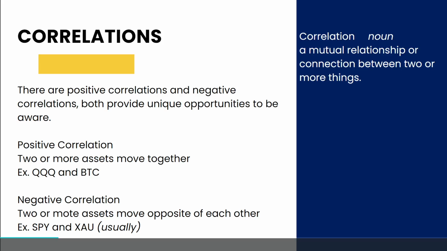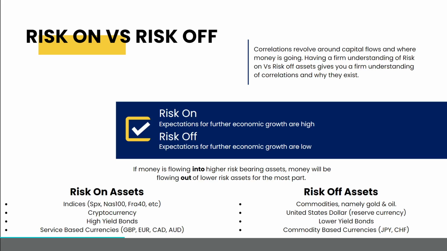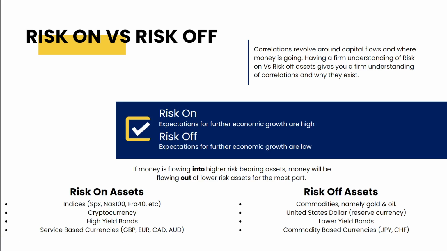Which is what we're going to go over right now. So risk on versus risk off, kind of what we just talked about. Correlations revolve around capital flows and where money is going. Having a firm understanding of risk on versus risk off assets gives you a very good understanding of correlations and why they exist. As we said, risk on investments have the expectations for further economic growth. So risk on stuff like your cryptocurrencies, your stock market, stuff like that.